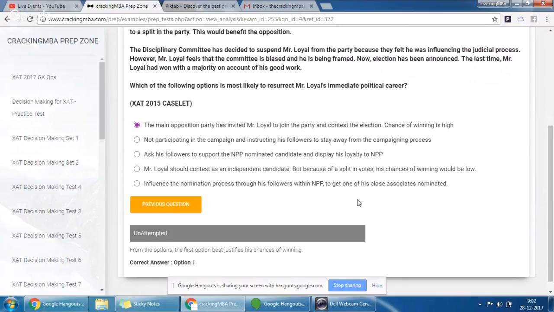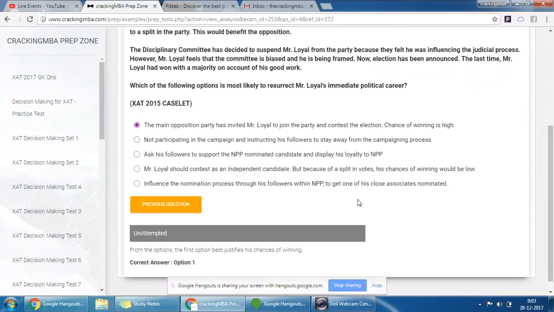Okay, so Mahek is saying why not option five? Influence the nomination process through his followers within NPP to get one of his close associates. So Mahek, getting his close associates nominated is not helping him in his political career, right? How is it helping him? Nothing much, right? It's kind of making him look like a good guy, but it's not helping him in his career.